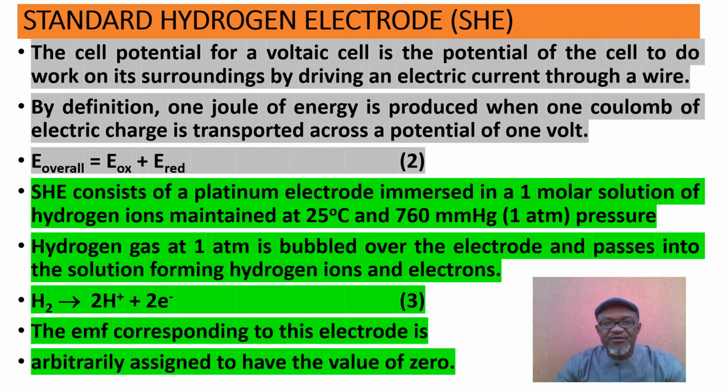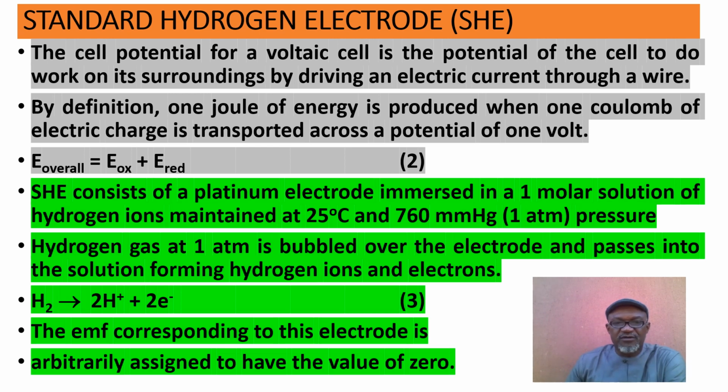Now, the cell potential for a voltaic cell is the potential of the cell to do work on its surrounding by driving an electric current through a wire. Remember that once the zinc dissolves in the Daniel cell and gives out electron, the electron is transported through the wire in the external circuit and goes to the cathode where the copper ions accept those electrons to become copper metal. So we're saying that it is a potential that is for that cell to be able to do work on its surrounding. By doing work on its surrounding, it is driving an electric current through a wire.